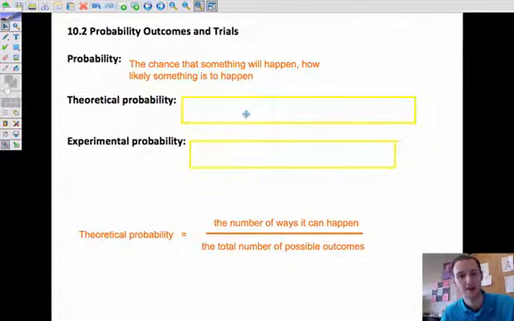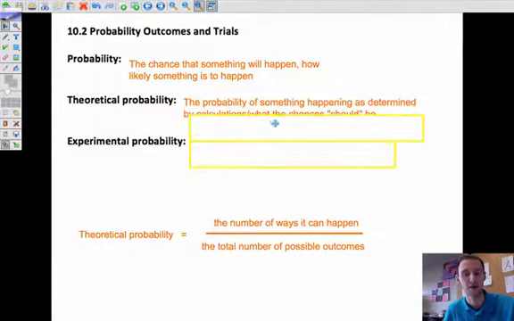Okay, and if you need to pause the video to get these written down, that's fine, because I'm going to go through them kind of quick. So the probability is the chance that something will happen or how likely something is to happen. There are two types of probability, and probability is always between 0 and 1. And one way that you can calculate probability is what's called theoretical probability.